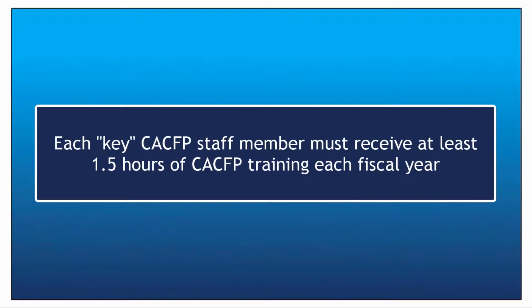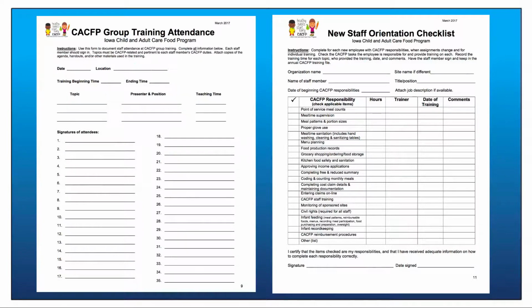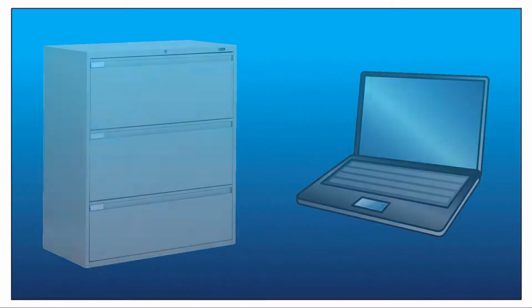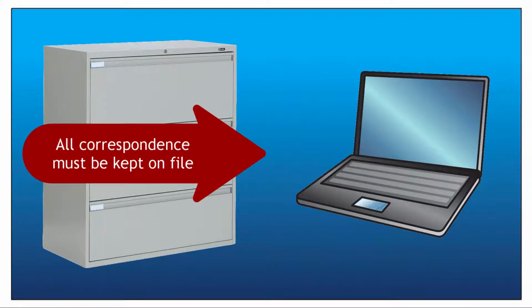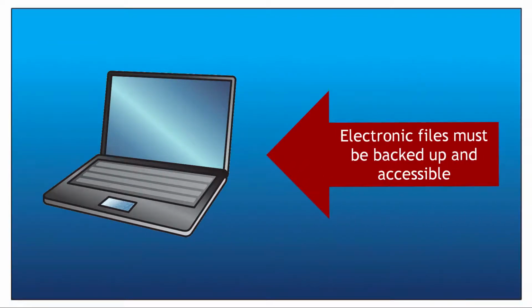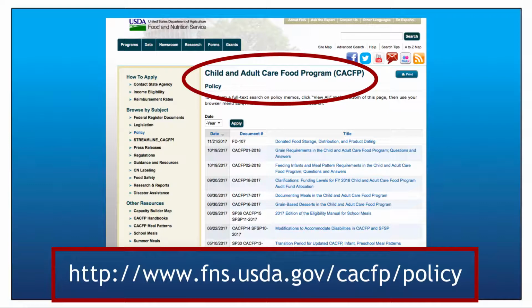Each key CACFP staff member must receive at least 1.5 hours of CACFP training each fiscal year. The training must be documented. Detailed discussion on required training documentation can be found in Chapter 7. All correspondence from the state agency must be kept in paper or electronic files. Electronic files must be backed up and accessible. Memos and updates are posted on the Iowa Department of Education and this USDA website.